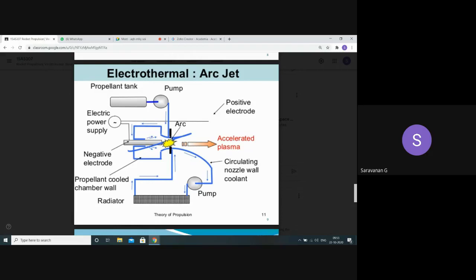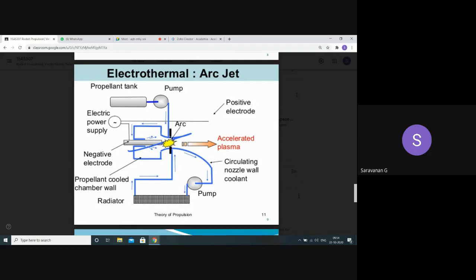So, very simple: electric power supply, propellant tank. Through the propellant pump system, the propellant is pumped from the tank. We have the electric power supply, anode and cathode, with the cathode at the center and the anode on both sides. When the power supply is given, the potential difference between the negative and positive electrodes gives a difference in voltage, and then the arc is formed. Once the arc is formed, the propellant is allowed to flow by the pump and is heated up.